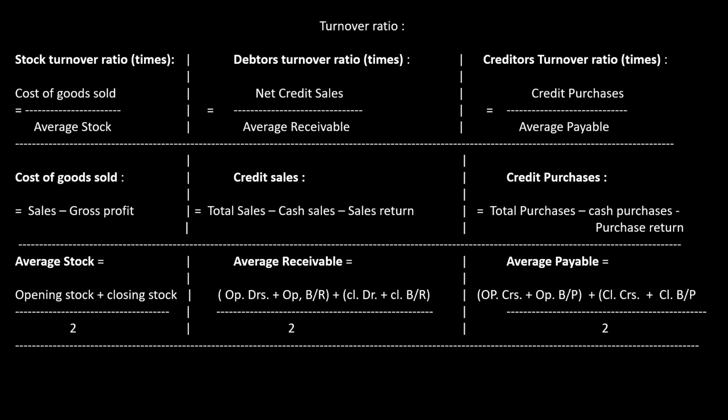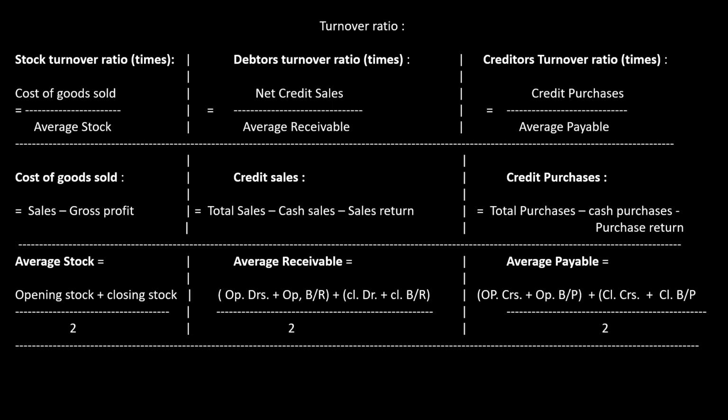When do you need to divide by 2? When you add two items to get an average, you divide by 2. If there's only one item, for example, in average stock, only the closing stock is given in the sum and the opening stock is not given, in that case there's no need for you to divide by 2. Only when you add two, you divide by 2. If you have only one value, the closing stock alone, no need to divide by 2. The closing stock will be the average stock. That's it.